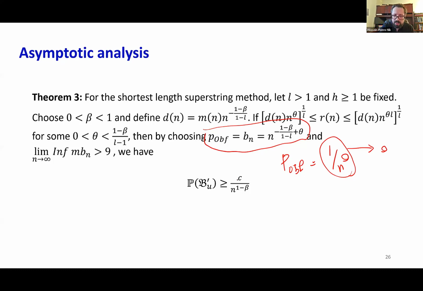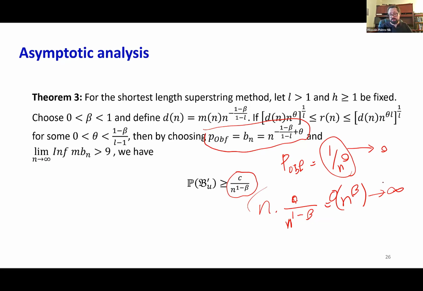Another good thing here is that the obfuscation probability is in this form. What does it mean? If you think about it, I have n minus 1 other users, and the probability that they have my pattern is something like this. So essentially it is n to the power of beta, where beta is positive. So the average number of users that have my pattern is given by this order, which is going to infinity. So essentially what it means is that on average, a large number of users have my pattern. So it's a good guarantee for privacy.